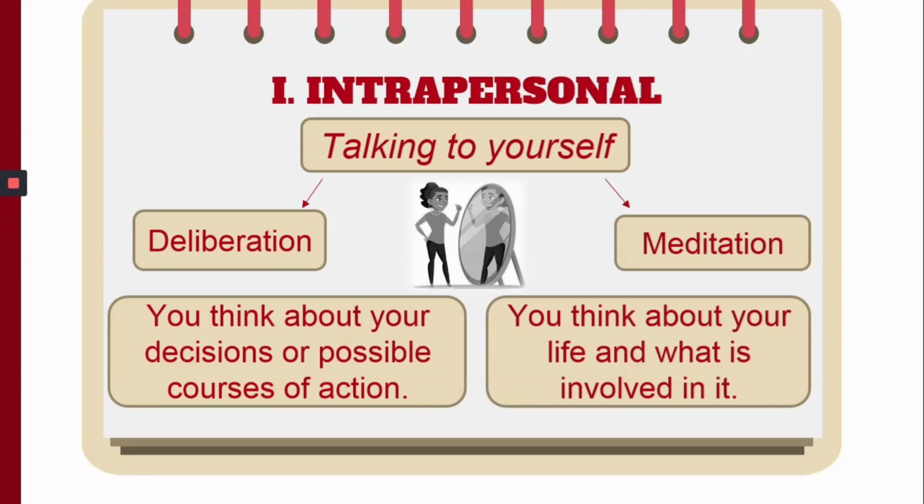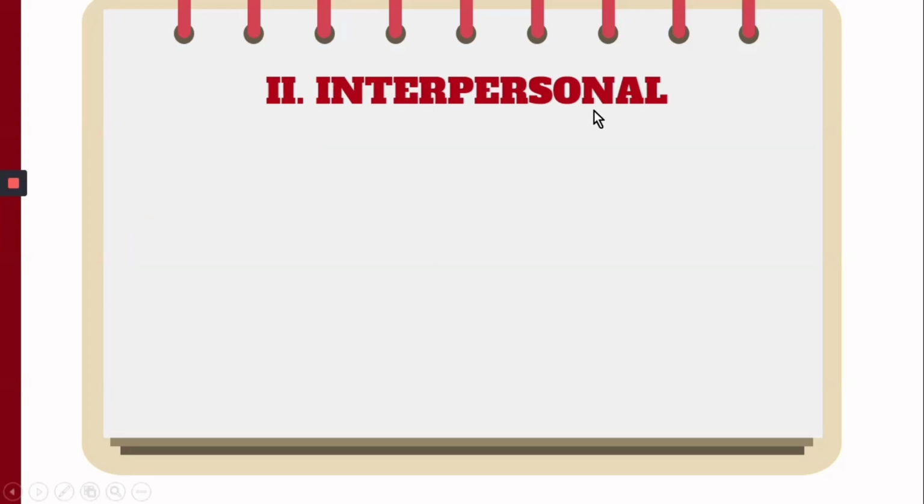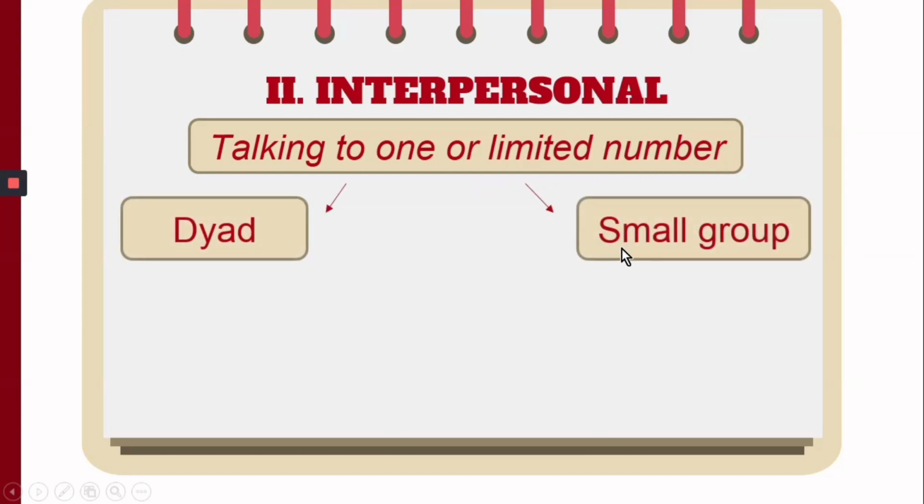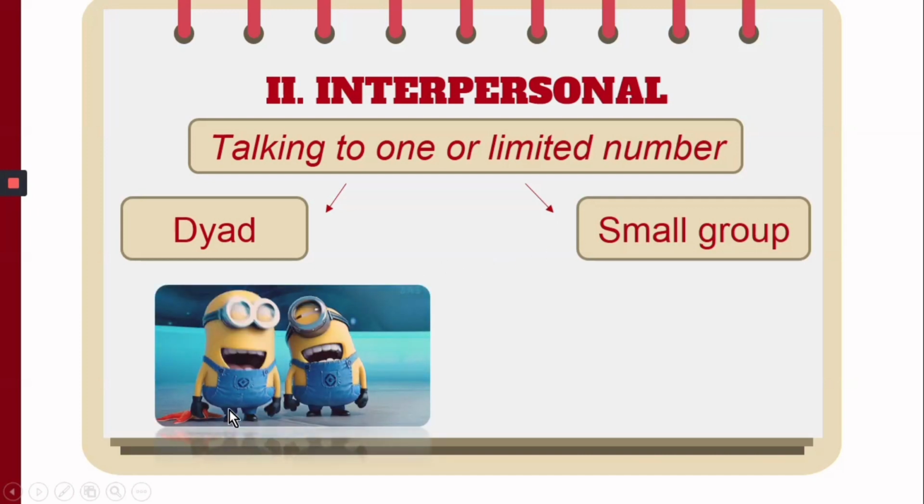The second type of communication is the interpersonal communication. This is the exact opposite of intrapersonal communication. This type of communication requires other people as listeners. There are 2 types of interpersonal communication: dyad and small group. Dyad is when a speaker is talking to one person, also known as the one-on-one talk.